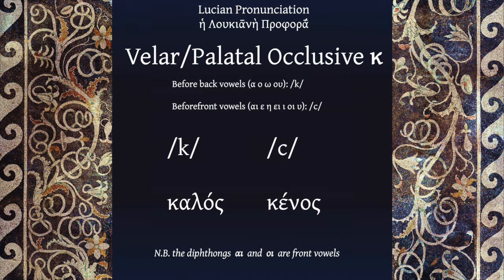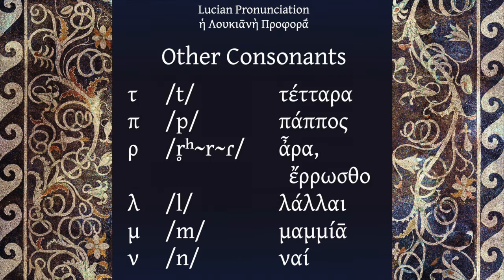Compare galos and genos. So kappa can either be pronounced ka or ke. The following letters sound pretty much as expected. Tau as in tetra, pi as in pappos, ro as in ara or errosto, lambda as in lallai, mu as in mamia, and nu as in nai.